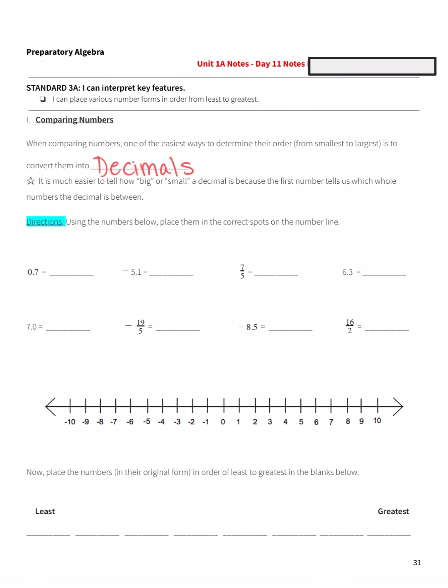So what we're doing here, the directions, is using this number line. We're going to place these numbers in order from least to greatest. So your first step will be to make sure that all of these are in decimal format. I look here, and my first one is 7/10, and 7/10 is in decimal format. So I'll leave that the way it is.